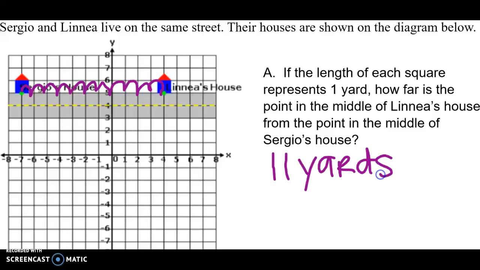Now, it's not yards squared because they're not talking about area. They're just talking about distance here, the length, which is essentially like the outside of a rectangle. If we made that, that would just be the perimeter. But they're just talking about one side length.